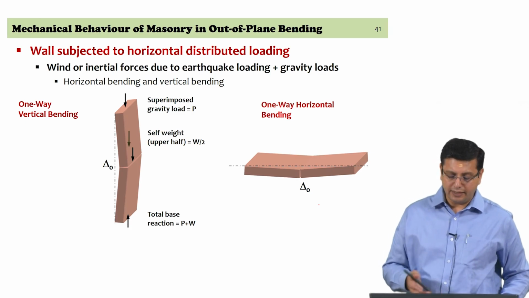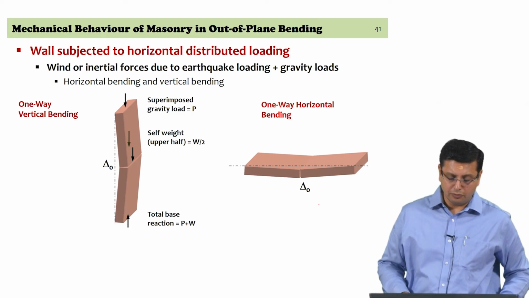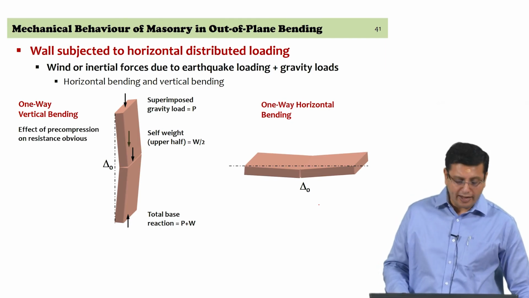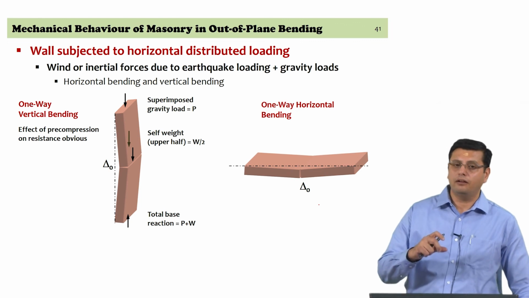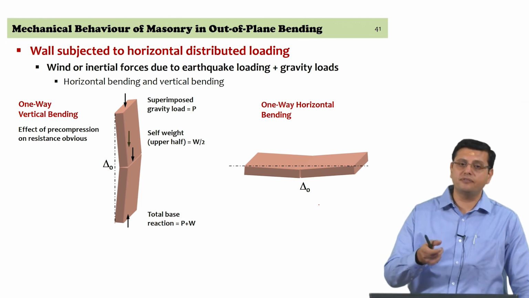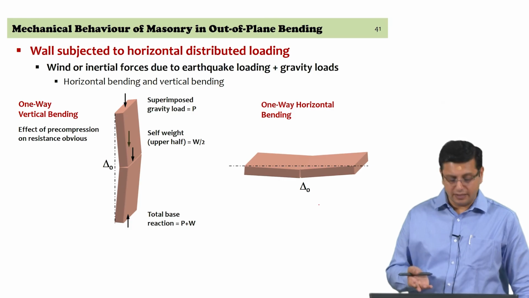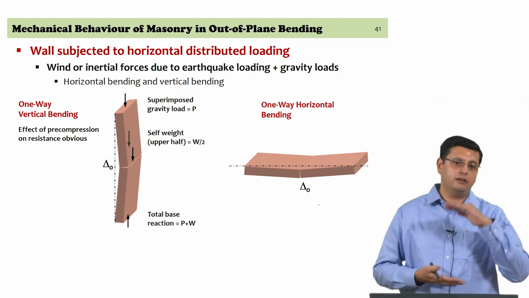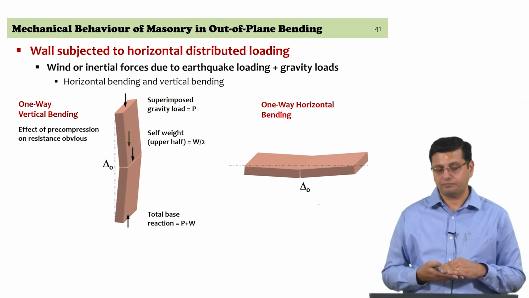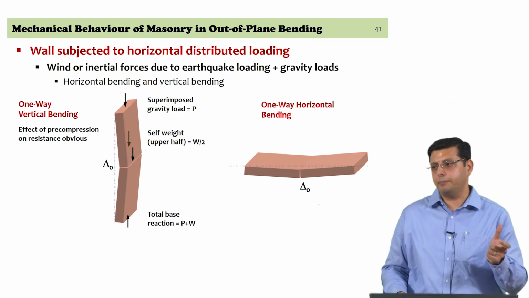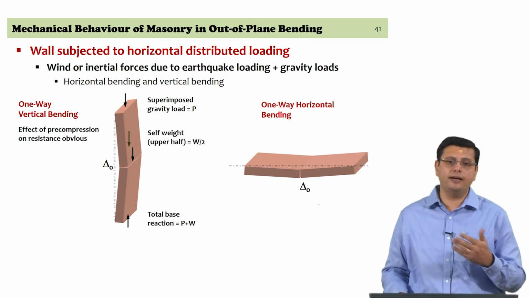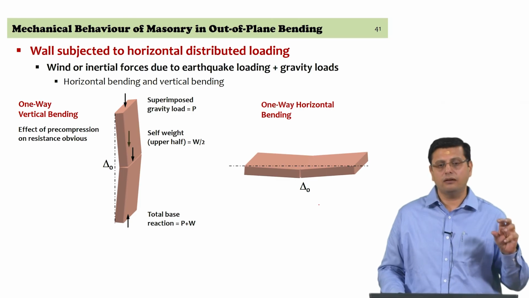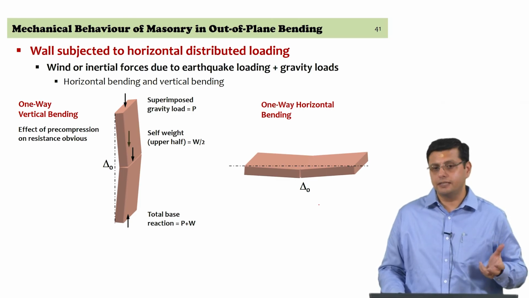Now the point that we need to make is that in one way vertical bending you do have the effect of precompression, the positive effect of precompression on the resistance of the wall itself. So if you are looking at a wall which has significant precompression, then its out of plane capacity, vertical bending capacity, is going to be enhanced because of the presence of the precompression, right, and that is obvious because the precompression is going to act on the resistance side.